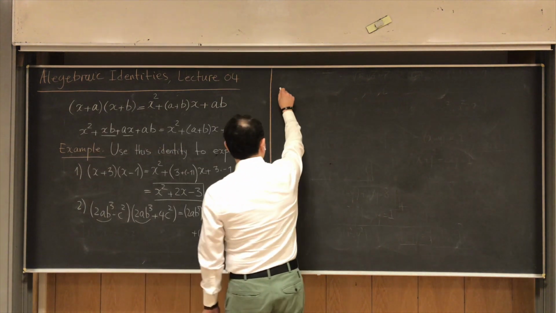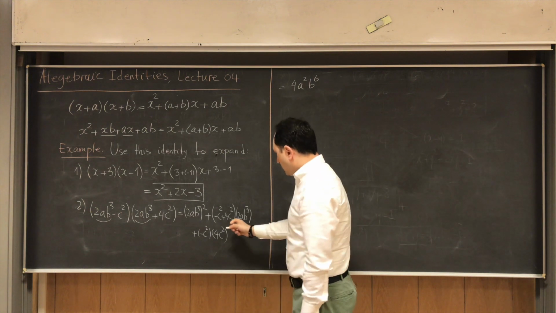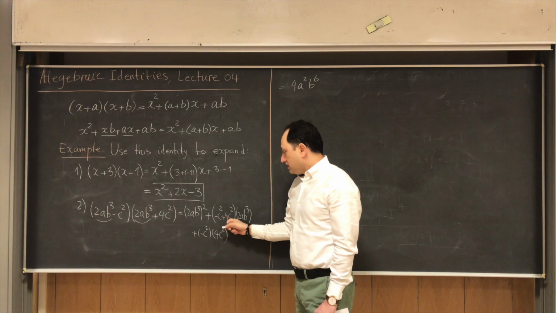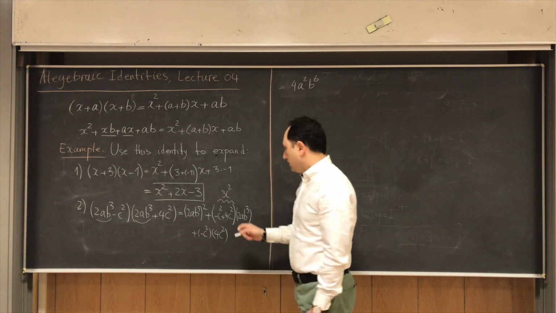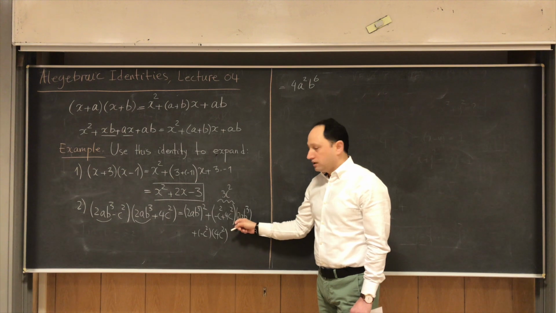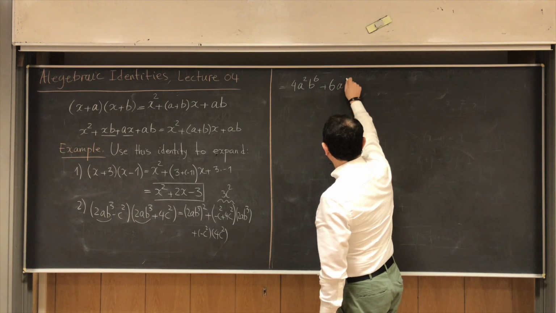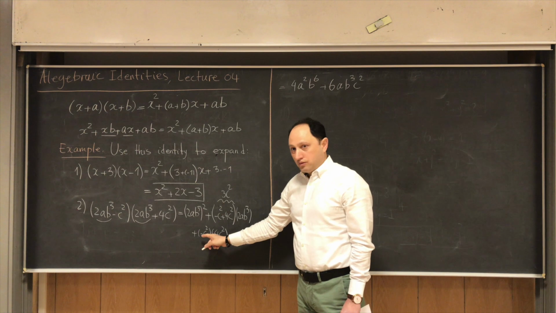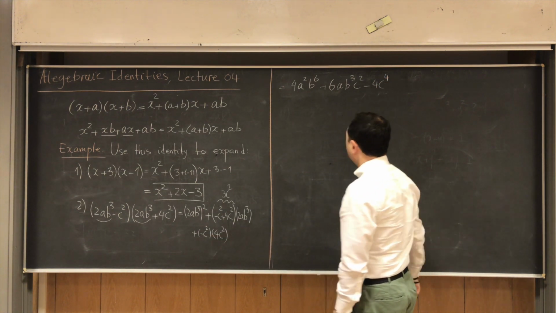So this becomes 4a squared b to the 6. And then, 4c squared minus c squared is 3c squared. If I multiply 3c squared by 2ab cubed, 3 will be multiplied by 2, so it gives me 6, and then I will have ab cubed c squared. And then finally, minus c squared multiplied by 4c squared becomes minus 4c to the 4. So it's very simple.